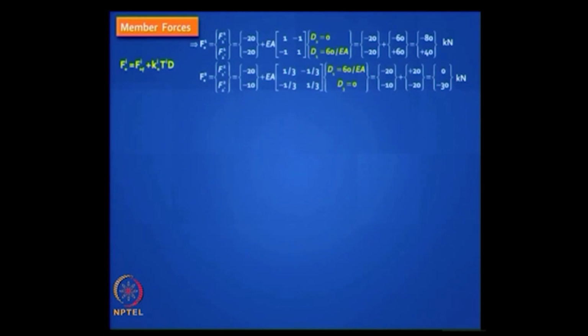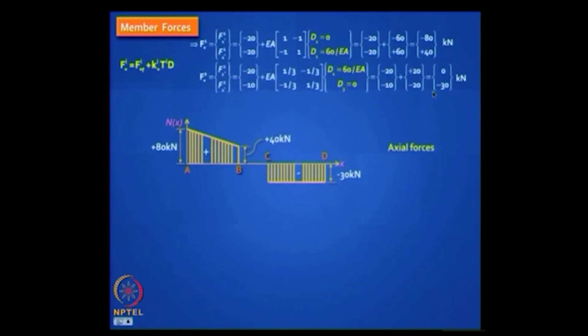When you do the other method, the TD method, you do not have to think, it will automatically do it, but here you have to put the correct linking values. This is a 12 mm which can be written as 60 by EA, and then when you solve it you will get these answers. Once you have got them, you have got the axial force distribution.